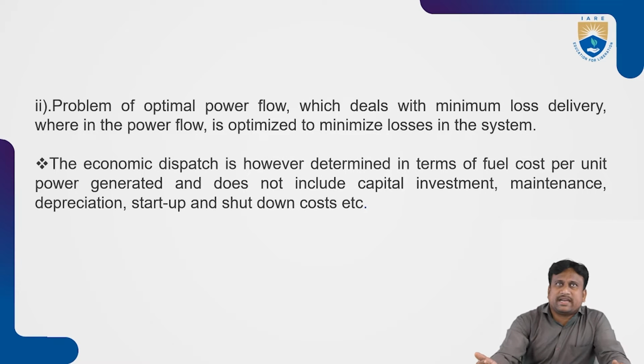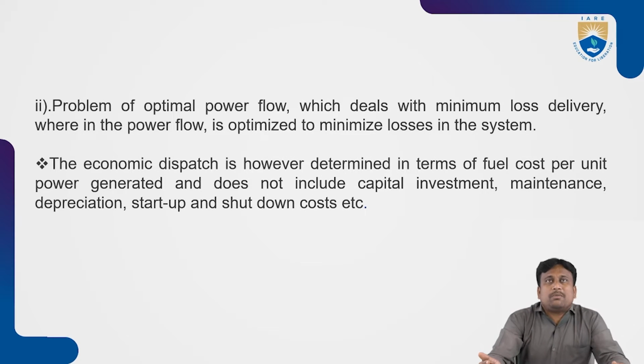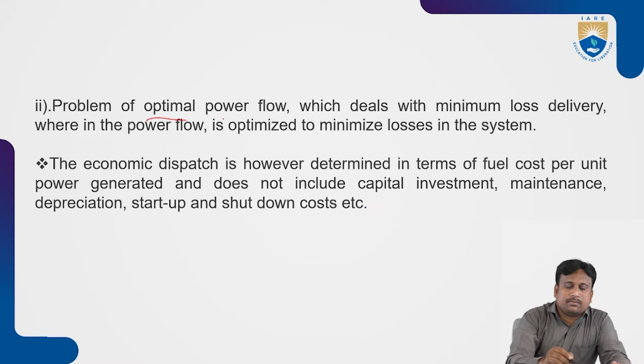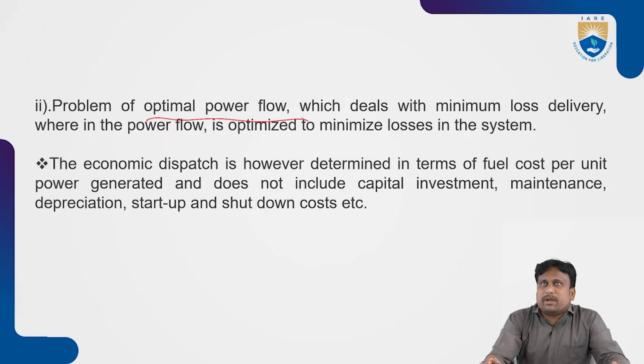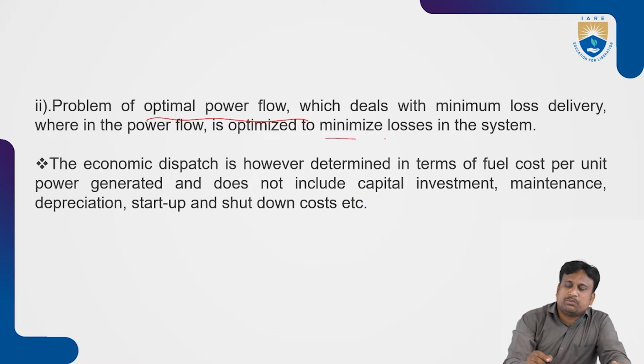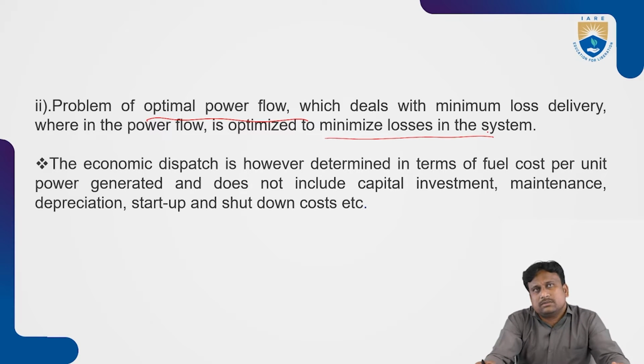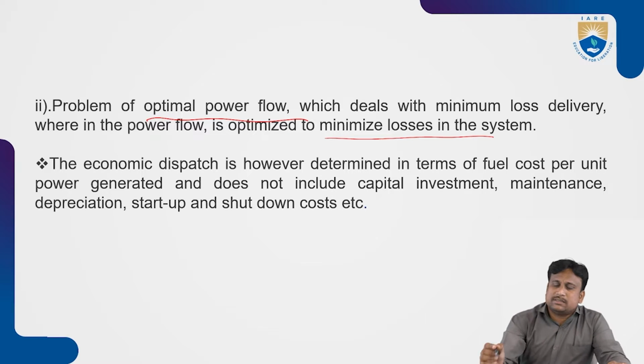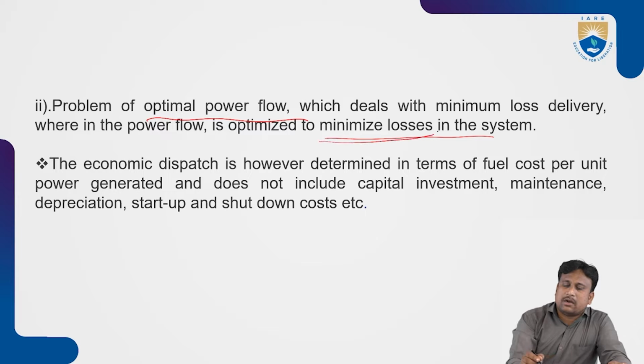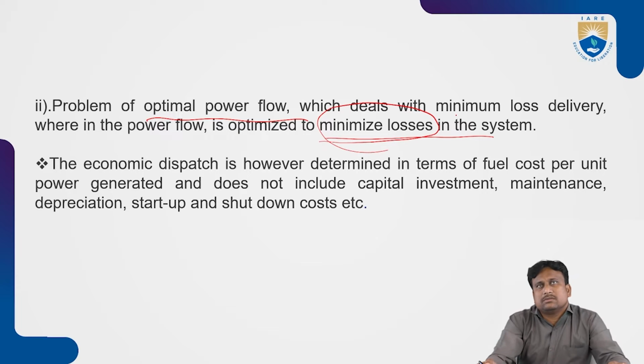Next, coming to the second case, the problem of optimal power flow, which deals with minimum loss delivery, where the power flow is optimized to minimize the loss coefficients in the system. These two points are very important to maintain the economic operation of the power system. By this, we can reduce the entire loss coefficients in the power system network.